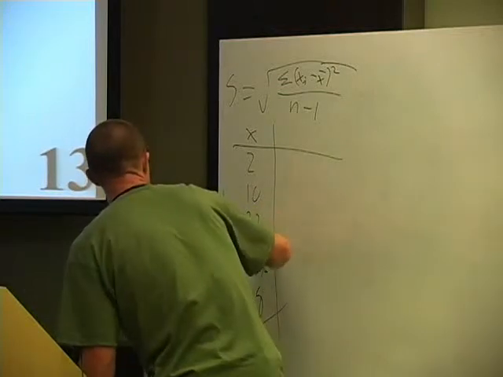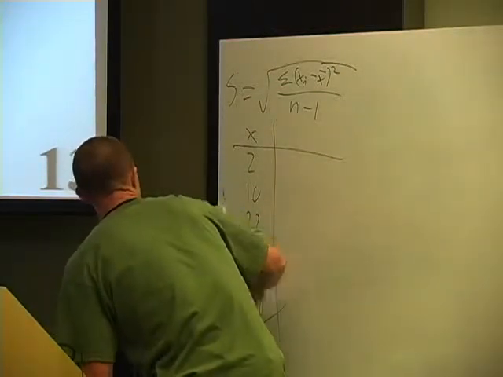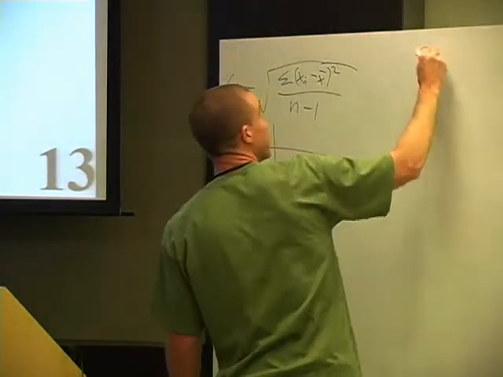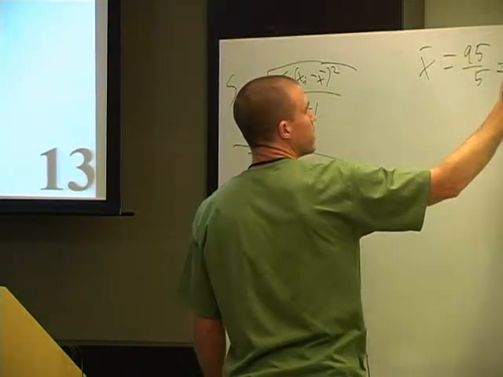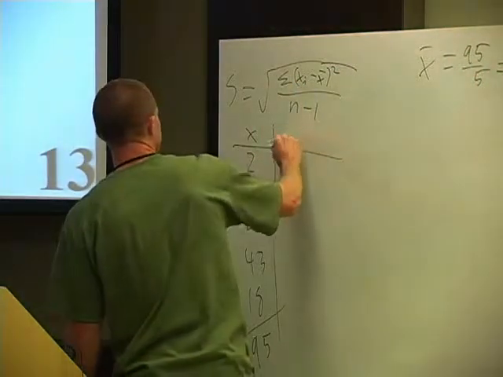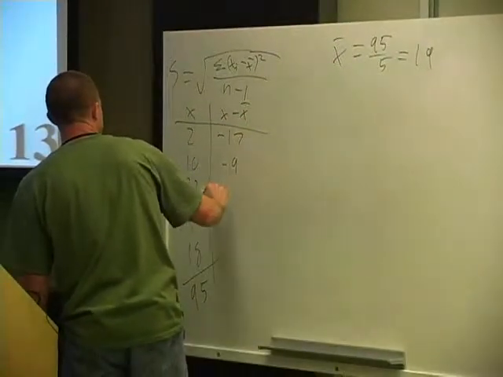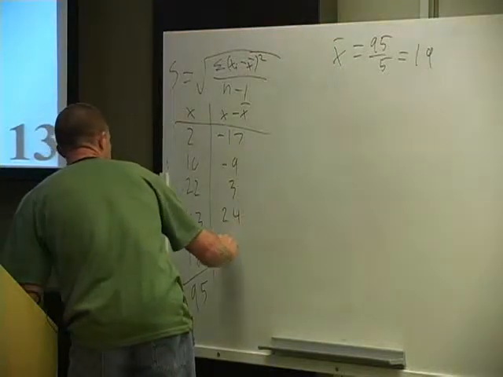Adding these up: 4, 7, 15, carry the 1, that's right, 95. So my mean is simply 95 over 5, which is 19, right? From each one of these, I'm going to subtract 19. So this is negative 17, this is negative 9, this is positive 3, this is 24, this is negative 1.